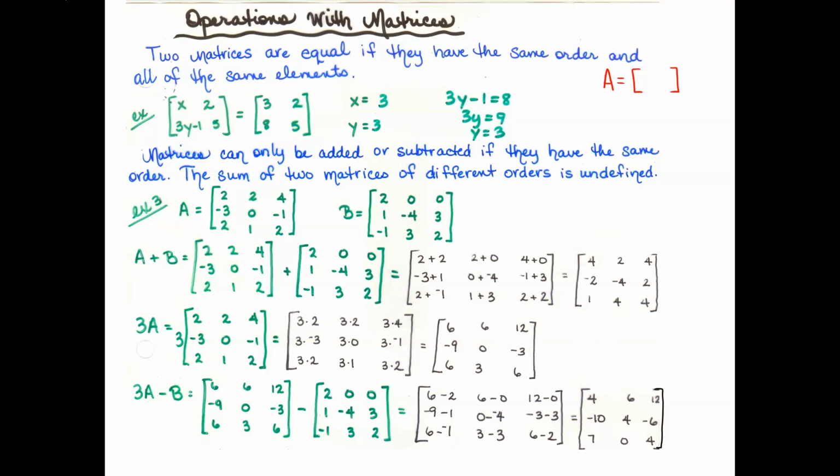If we were going to subtract, we would do the exact same thing except we would subtract. So we would say like 2 minus 2 is equal to 0 for the first row, first column. And 2 minus 0 is equal to 2. And 4 minus 0 is equal to 4. And that would be our first row. So adding and subtracting work the exact same way.